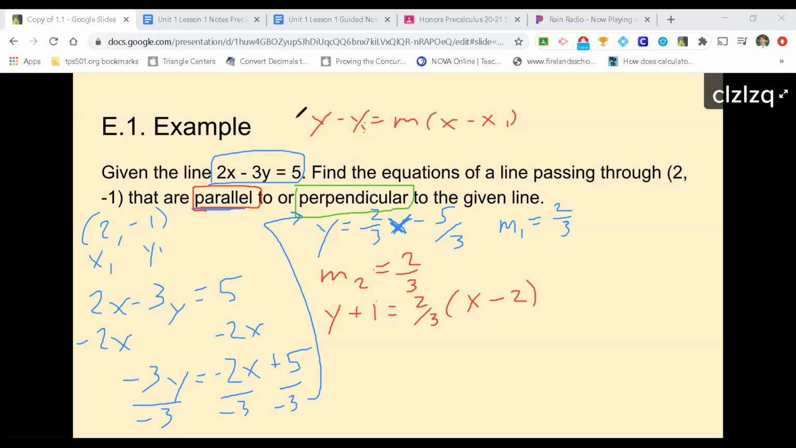To do perpendicular, I take the slope, and I'm supposed to do two things: flip it and change the sign. So I'll call this slope 3, just so we don't mess up our notation. So 2/3 becomes 3/2, and then instead of positive, it becomes negative. And really that's the only thing that changes. I'm still using this point over here, right? That's the point that it has to go through. This is my slope. I do y plus 1 equals -3/2 times x minus 2.